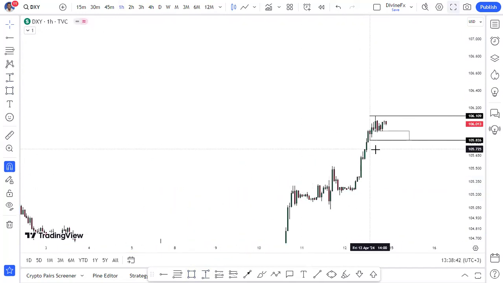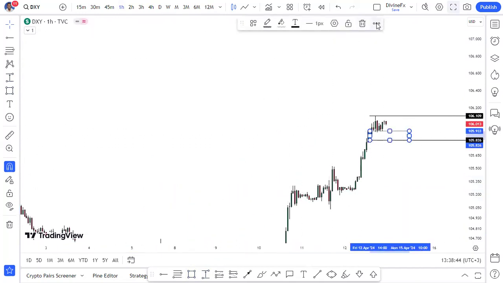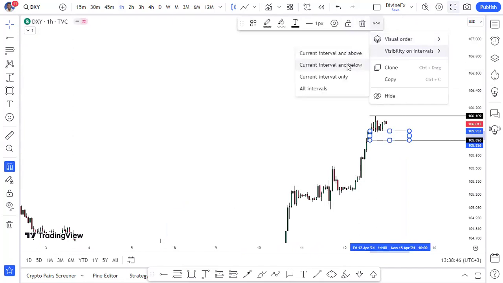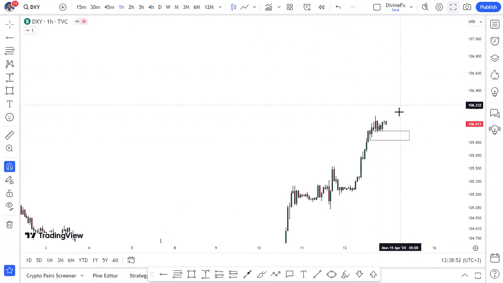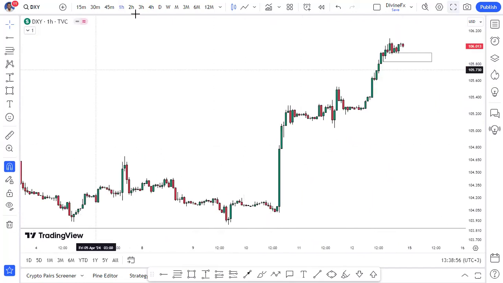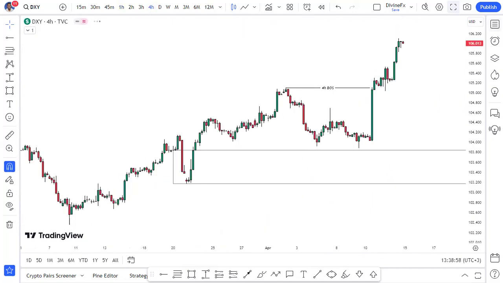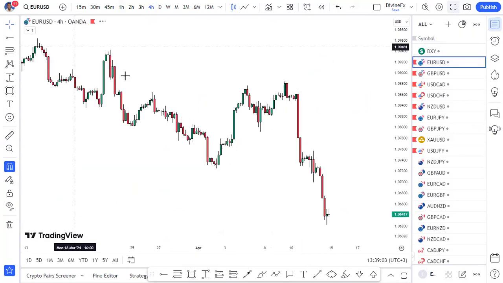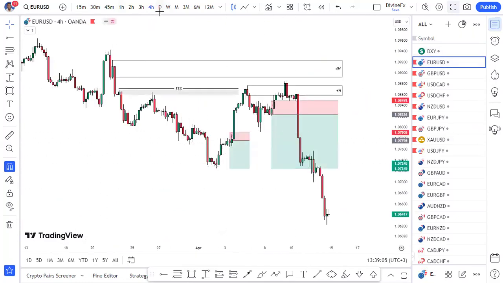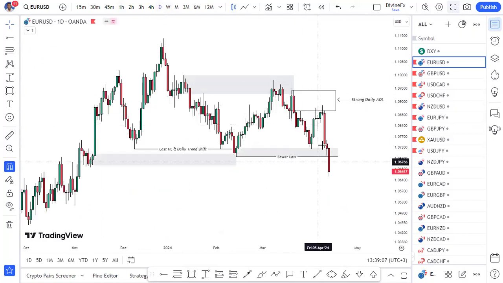So after seeing these scenarios on DXY, now we know which direction EURUSD is about to keep moving. Yes, so in EURUSD, very simply, we are expecting to see EURUSD keep moving to the downside. I'm expecting to see EURUSD keep falling.